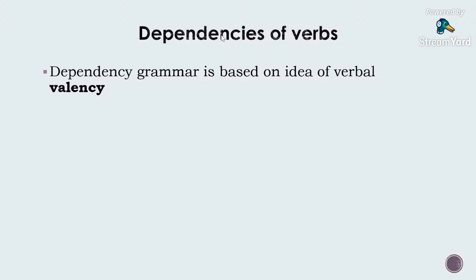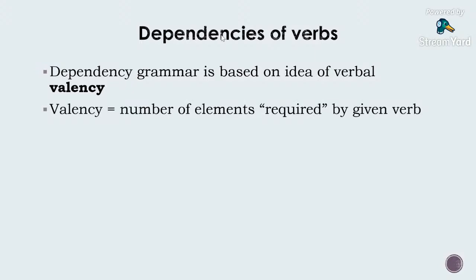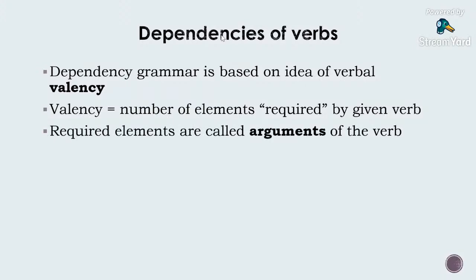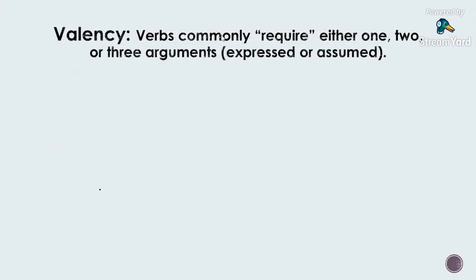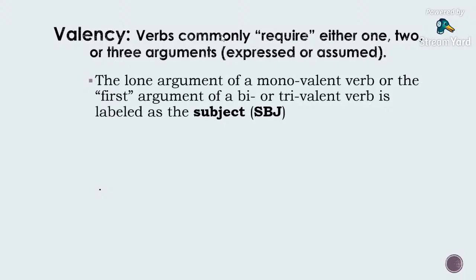The idea in dependency grammar is that verbs require certain elements, and these are called the arguments of the verb. And a verb can require 0, 1, 2, or 3 elements. I would sometimes argue 4, but Pinkster doesn't go that way, and I follow him, so there you go.